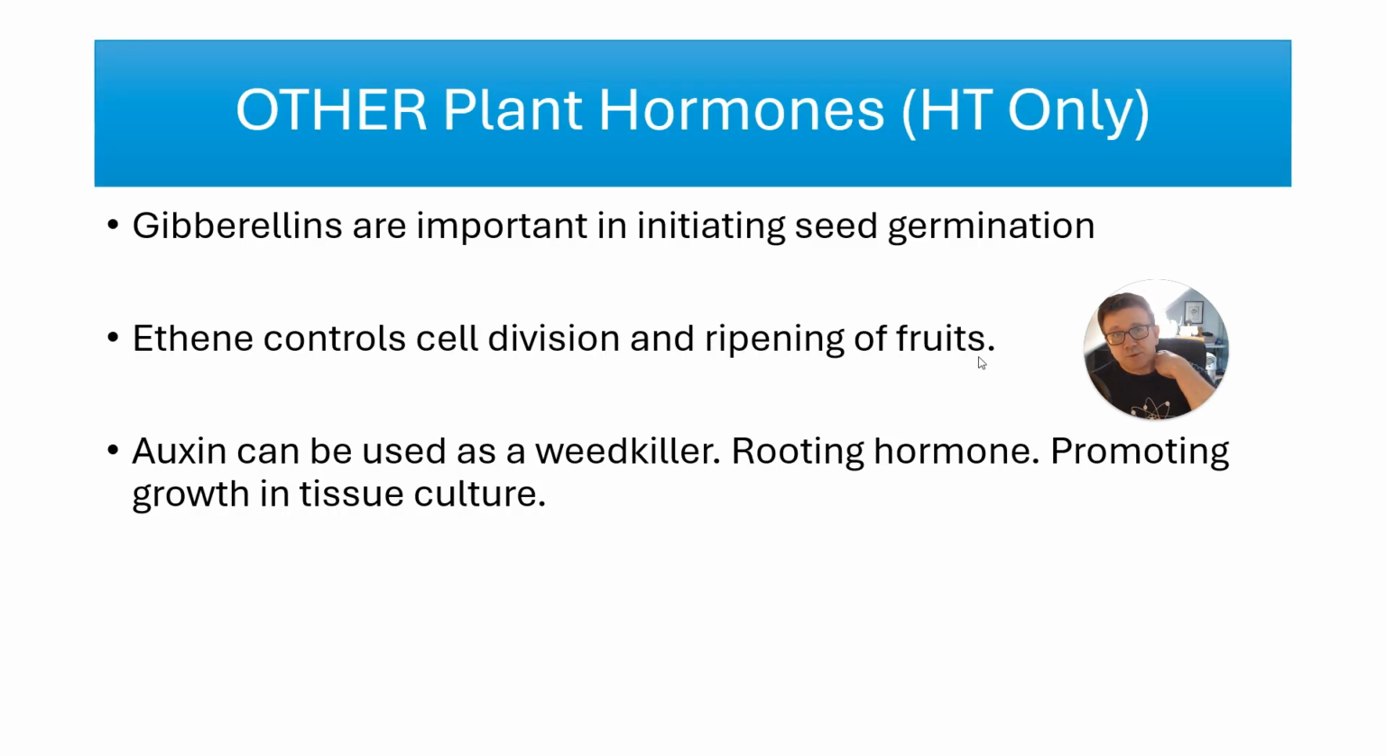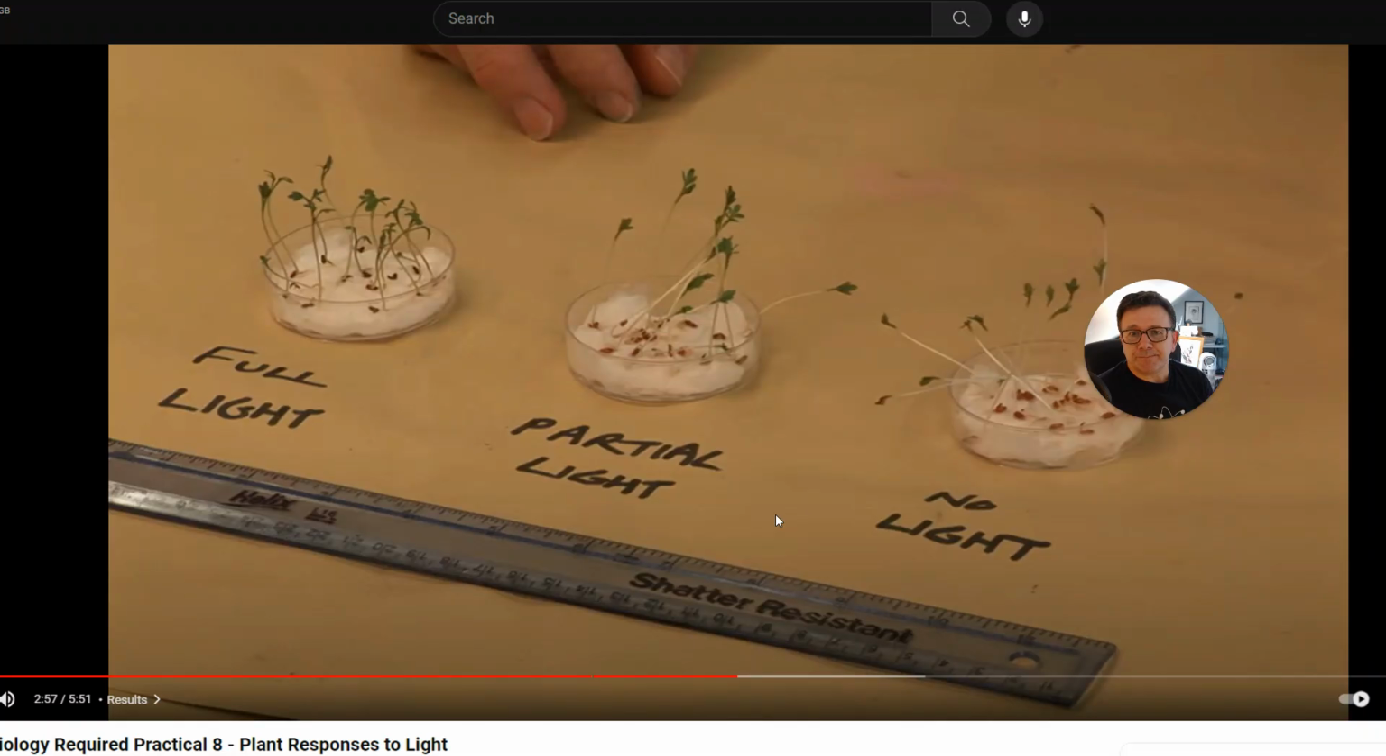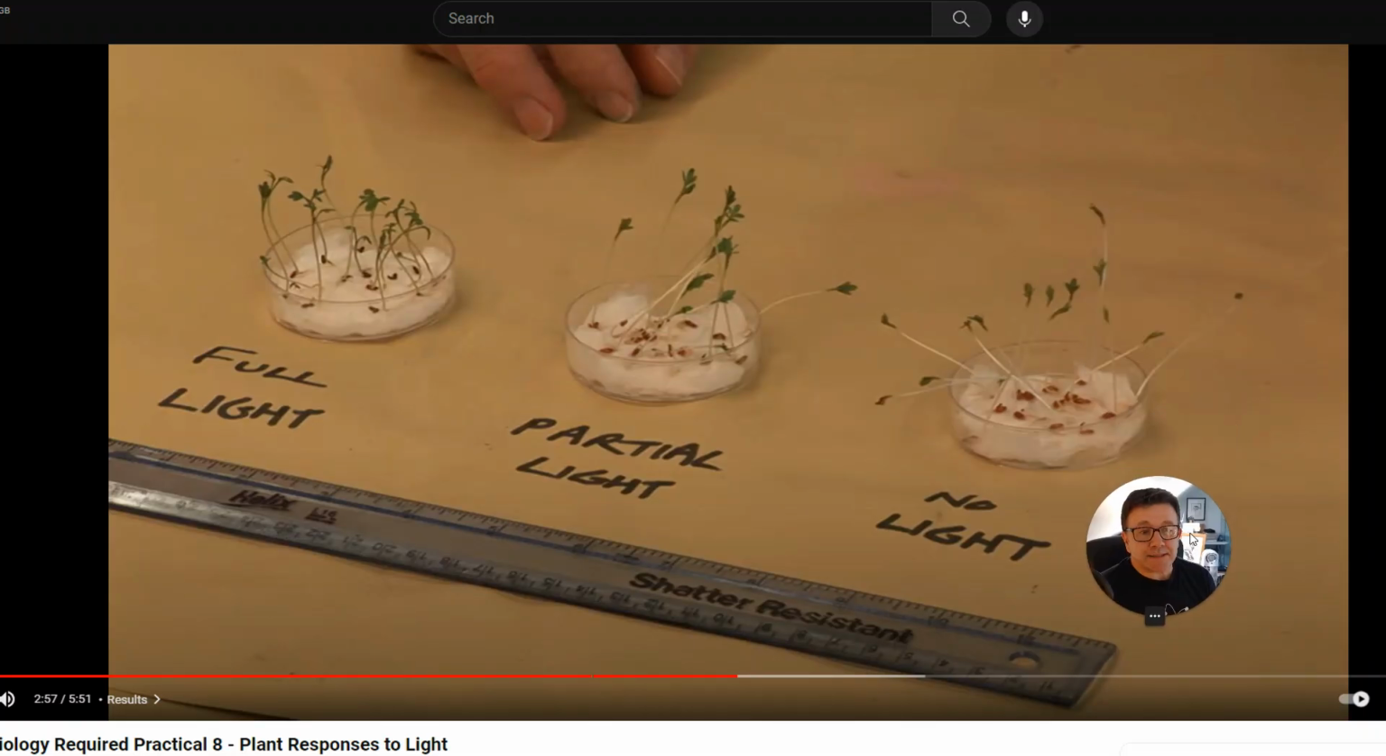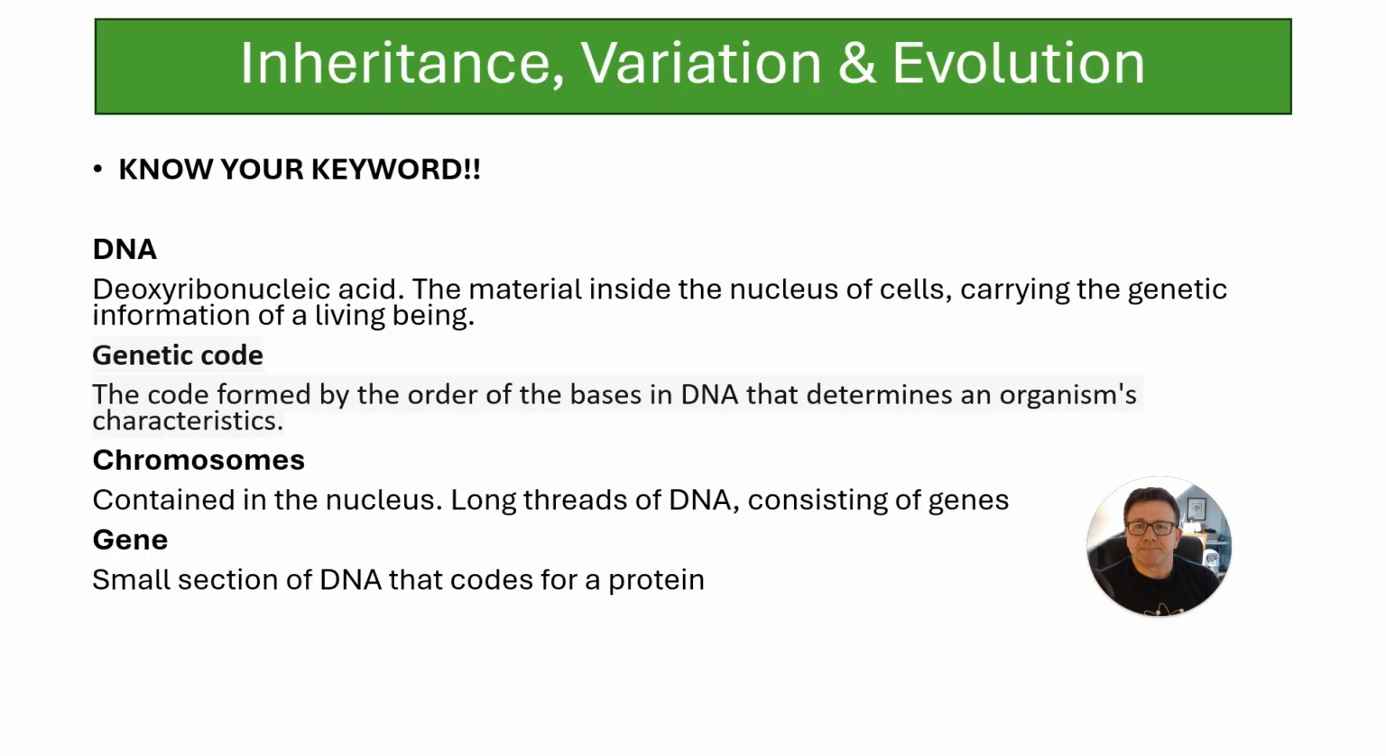Other plant hormones: if you do higher tier, there might be some smaller questions on gibberellins. They initiate seed germination. Ethene in bananas is important for ripening of fruit. And auxins can be used as things like weed killers, rooting hormone, or promoting growth in tissue culture. There is a required practical here, so you need to make sure you go through that required practical. I have put that in the box down below, so you can have a look at that.